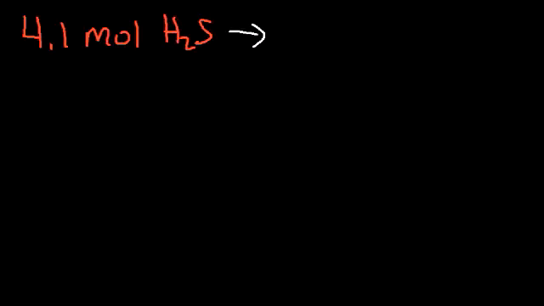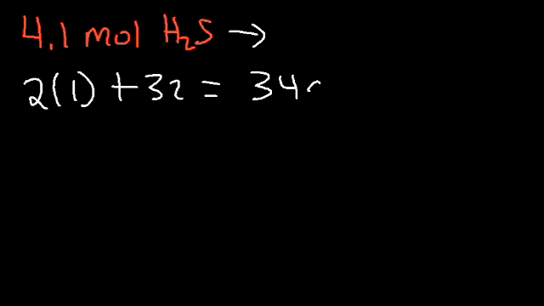Try this one. Convert 4.1 moles of H2S, which is called, what's the name of H2S? H2S is hydrosulfuric acid. Convert this into grams. So let's find the molar mass of H2S first. Hydrogen has a molar mass of 1, but there's 2 of them, so we're going to multiply that by 2. And for sulfur it's 32, so the molar mass is 34 grams per mole, or 1 mole of H2S has a mass of 34 grams.